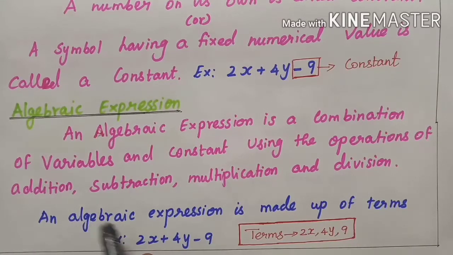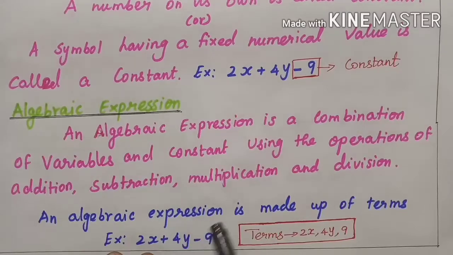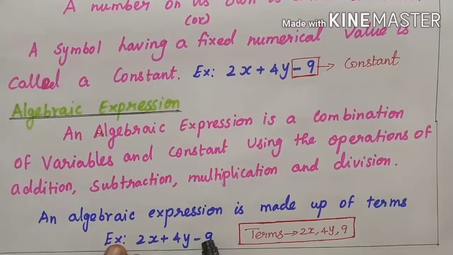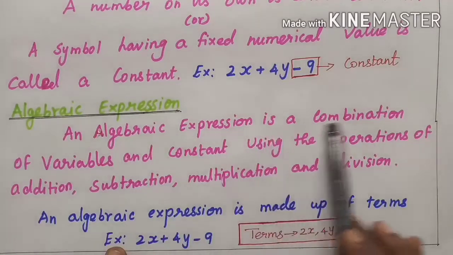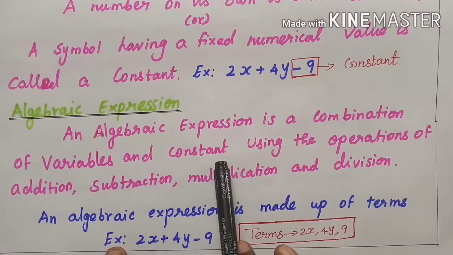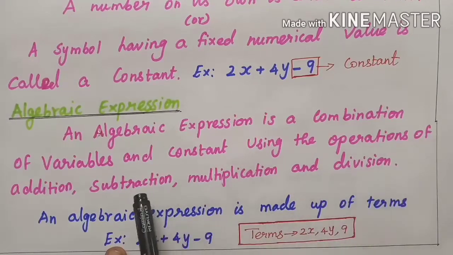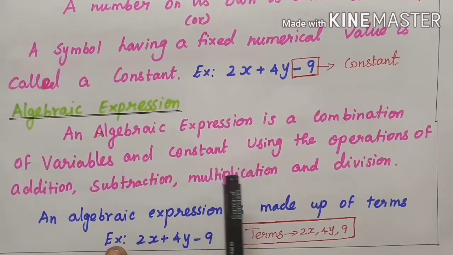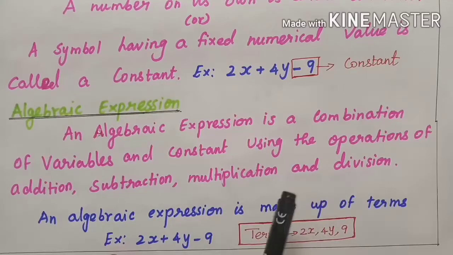An algebraic expression is made up of terms. So here, what are the terms? Here we have 3 terms. 2x is one term, 4y is another term, minus 9 is another term. Am I clear? So what is the definition of an algebraic expression? An algebraic expression is a combination of variables and constants using the operations of addition, subtraction, multiplication and division, right?